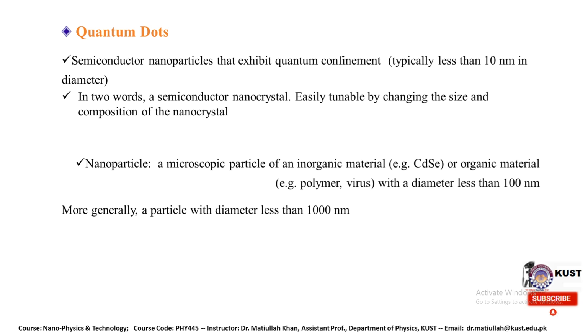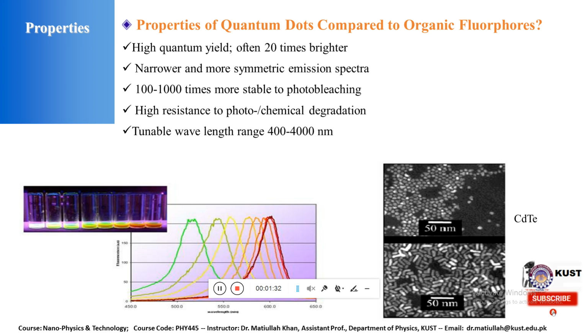In very simple words, we can say that semiconductor nanocrystals are quantum dots, and their properties are easily tunable by changing the size and composition of the nanocrystals. So nanoparticles are actually microscopic particles of an inorganic material, maybe CdSe, or an organic material, just like a polymer material, with a diameter less than 100 nanometer. More generally, a particle with diameter less than 1000 nanometer. This is a very general explanation of it.